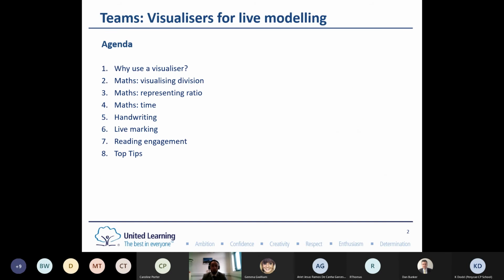So the agenda for today looks something like this, approximately 5 minutes on each, maybe a little less, maybe a little bit more. First of all, we'll talk about why a visualizer might be useful in the classroom, both in a remote sense and in a bricks and mortar sense. Then I'll go through some examples that I've thought about from my own practice and from speaking to other teachers across our school and more widely. I've got 3 maths examples, one for probably about a year 2 level around visualizing division. Then something more for upper key stage 2, year 6 specifically, for representing ratio. Then something around time, which I think is really important to consider and has implications for all our secondary colleagues too. The last 3 examples are more literacy based: handwriting, live marking, although I'll actually have a look at a piece of science work for that, and reading engagement.